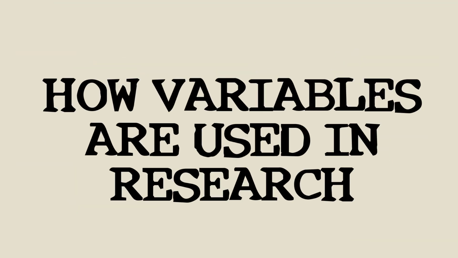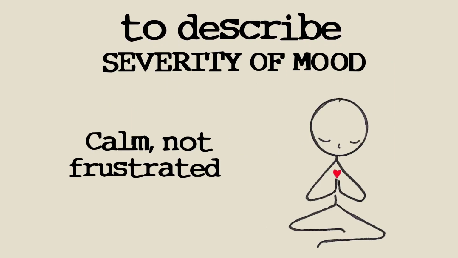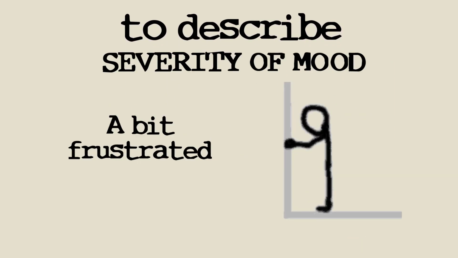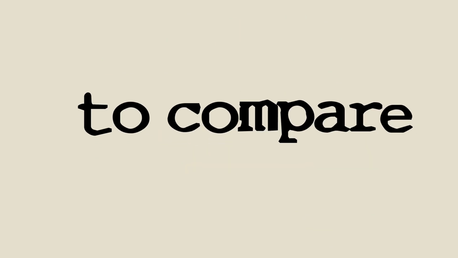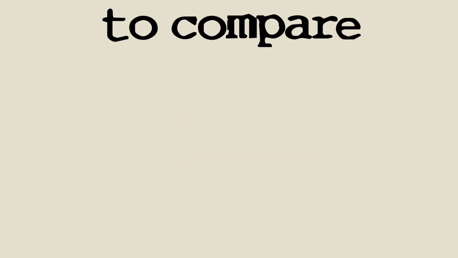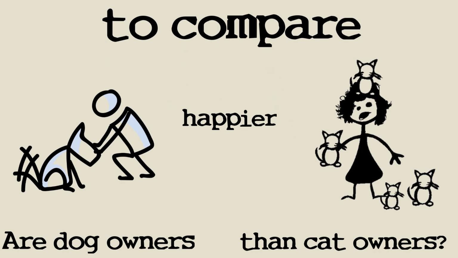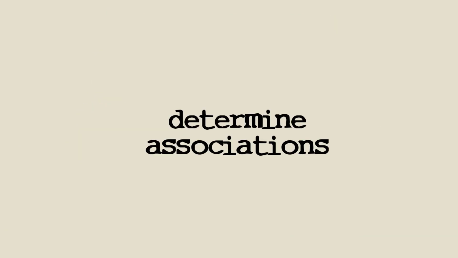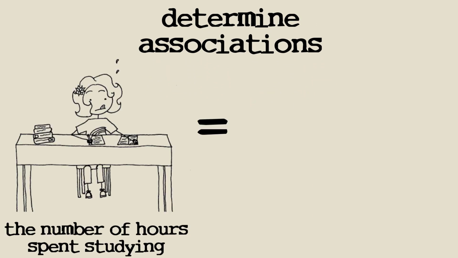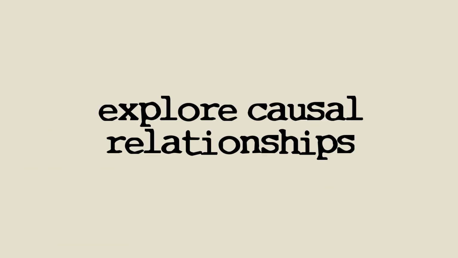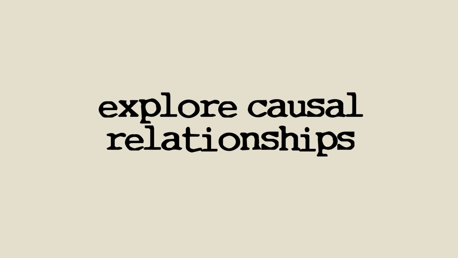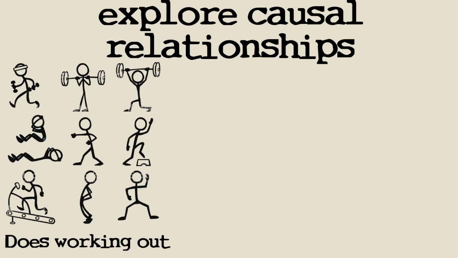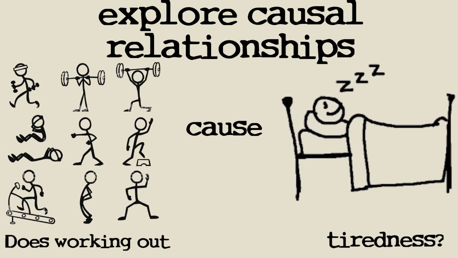Now let's move on and explain how variables are used in research, particularly quantitative research. Variables can be used to describe, for example, severity of mood. Variables are used to compare. For example, comparing happiness level of dog owners and cat owners. Variables can be used to determine associations, like is there an association between studying and grade achievement? And variables can be used to explore causal relationships, such as does working out cause someone to be tired?